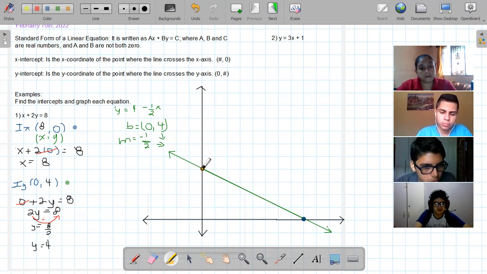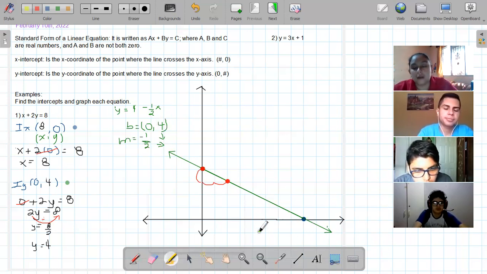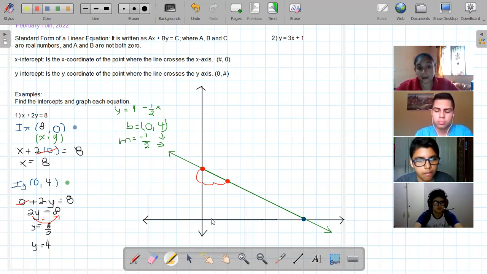This is 0, 4. Okay, and it says that I go 1 down and 2 to the right. 1, 2. And over there is my second point. And you see, it is exactly the same line. And if I do it with the input-output table, I will also be getting the same line. Okay? Question so far? Input-output table, first method. Slope-intercept form, second method. Intercepts, third method.